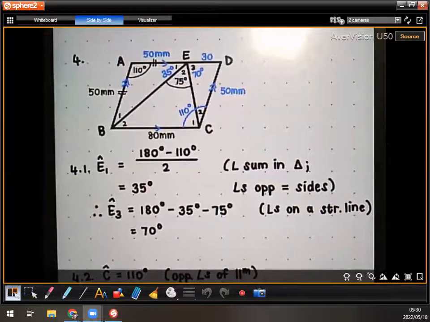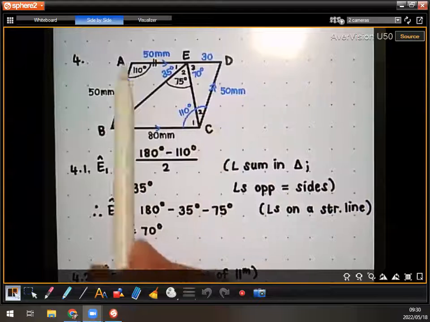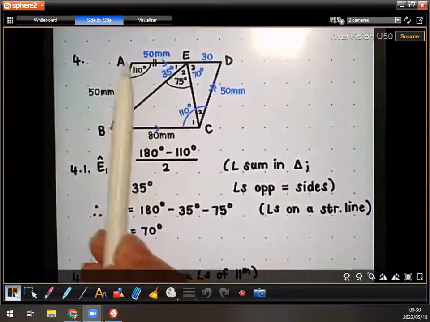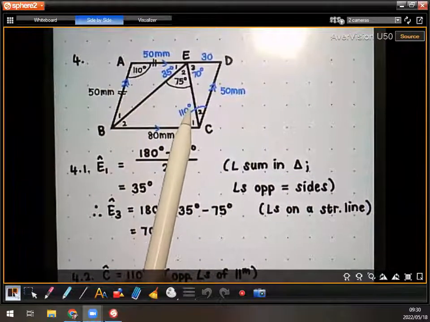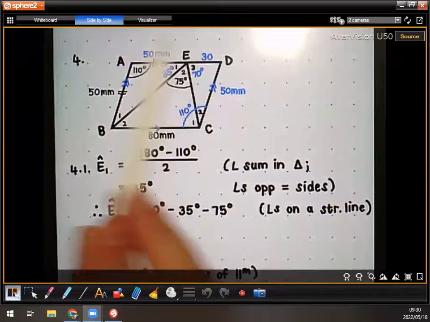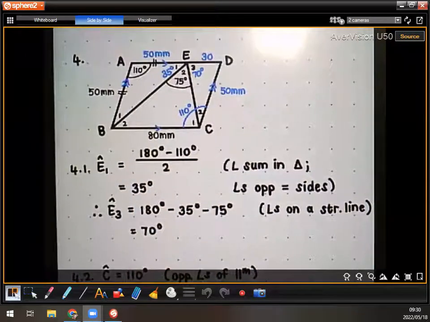I'm not there yet, it's only just down at the bottom. All right, 4.1, let's see, what were they? Oh, and I also filled in that that's 110 because if it's a parallelogram, then opposite angles are equal. So if that's given as 110, that will also be 110. But apart from that, everything else I have to calculate.